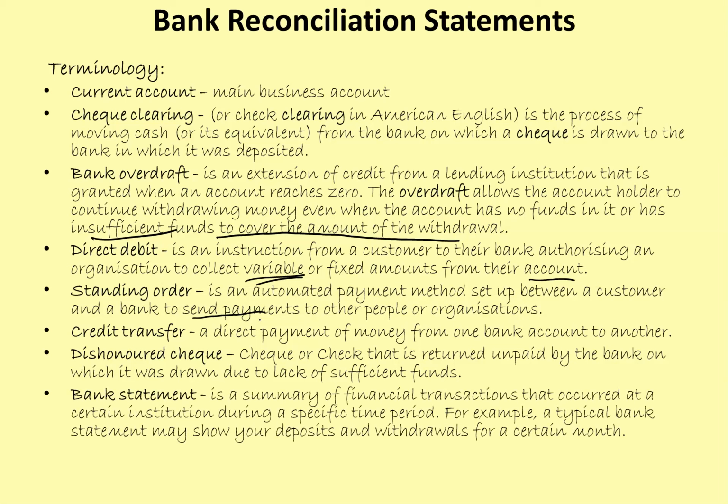And then finally, the bank statement, which we've already touched on, is a summary of financial transactions that occur at a certain institution during a specified time period. For example, a typical bank statement may show your deposits and withdrawals for a certain month.